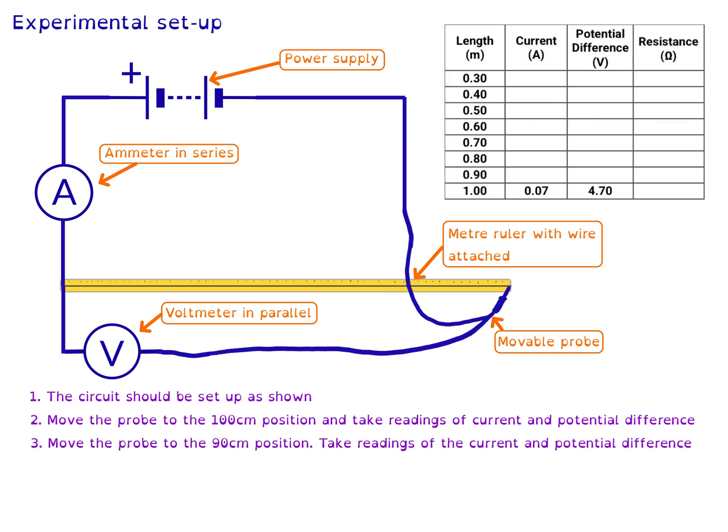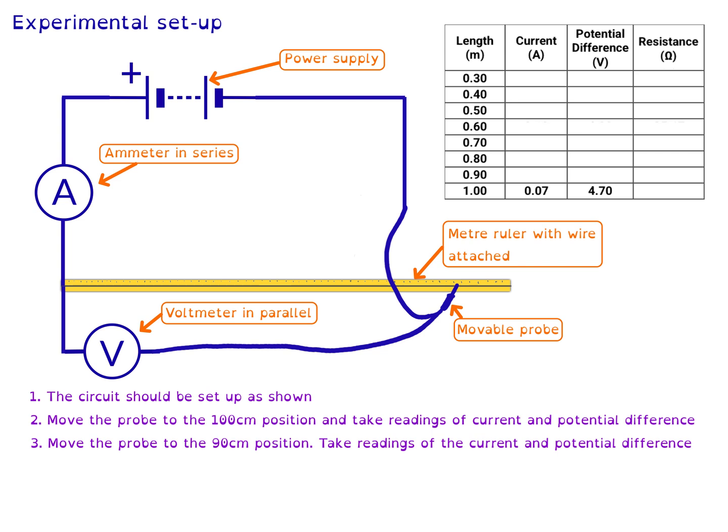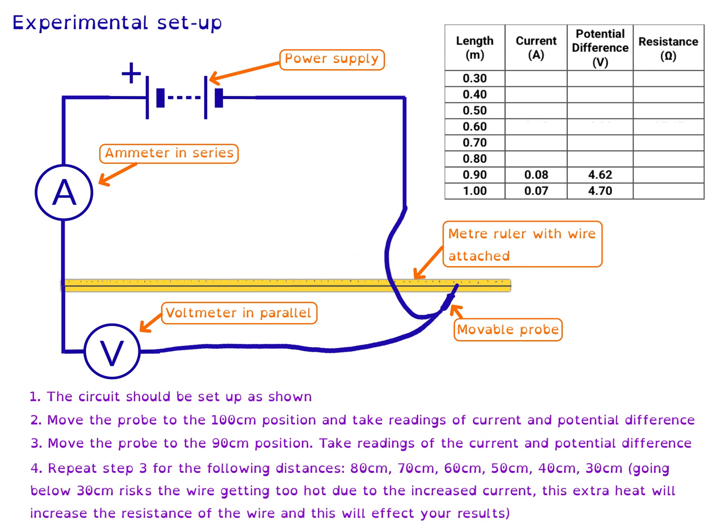Move the probe to the 90 cm position and again take readings of current and potential difference. Repeat step 3 for the following distances: 80 cm, 70 cm, 60, 50, 40 and 30 cm. Going below 30 cm risks the wire getting too hot due to the increased current. The extra heat will increase the resistance of the wire and this will affect your results. It's also a safety hazard.